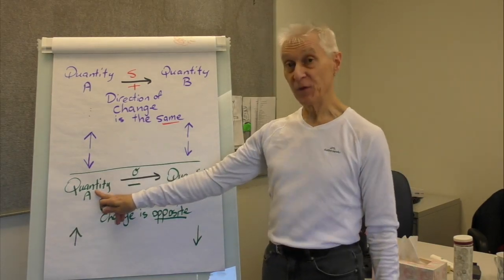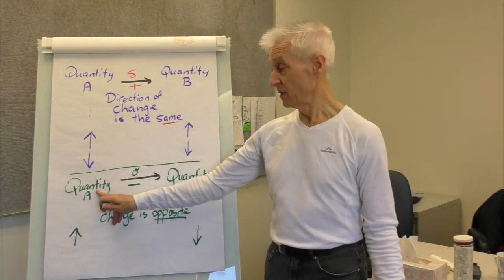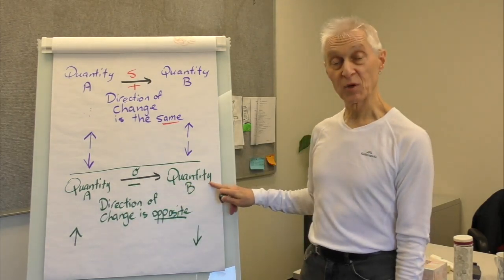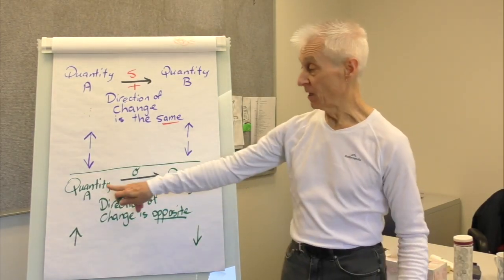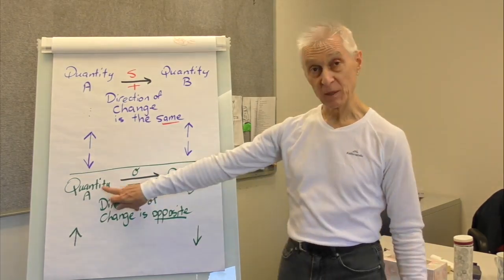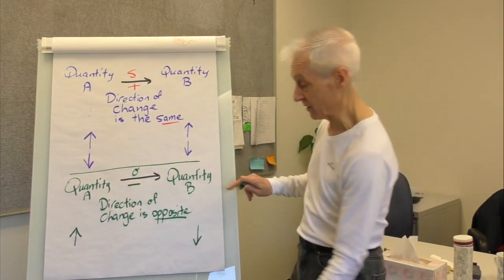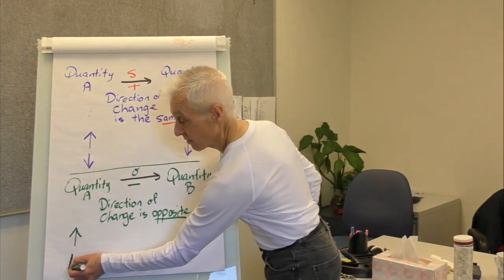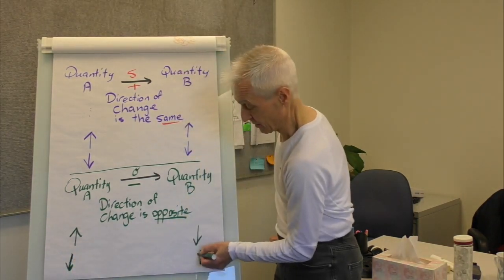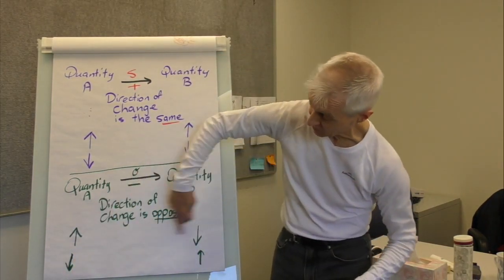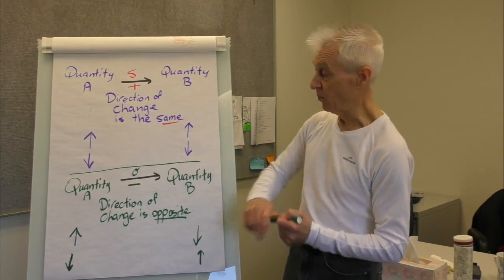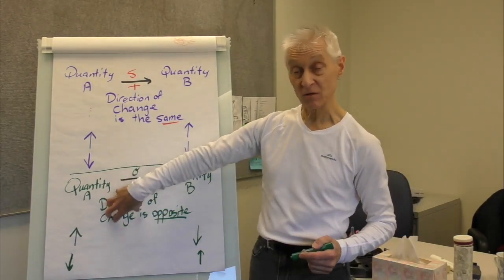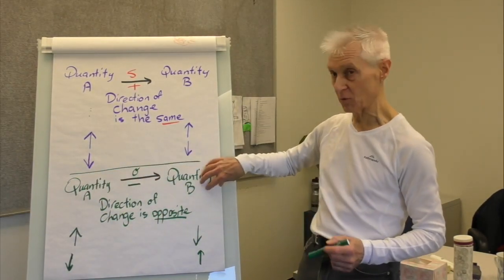If we have fewer people calling in sick, then we might expect that the productivity might increase. So less of this, or fewer people calling in sick, means more productivity. So that one goes down and this one goes up. So you can see we have an opposite relationship in the direction of change of this quantity compared to this quantity.